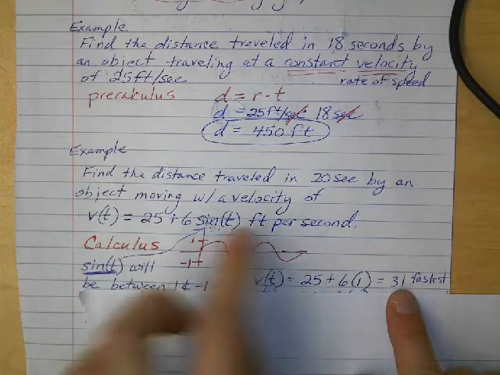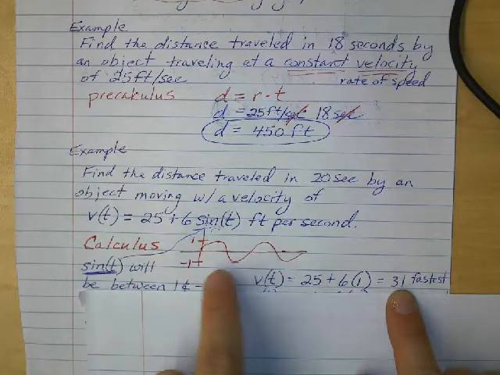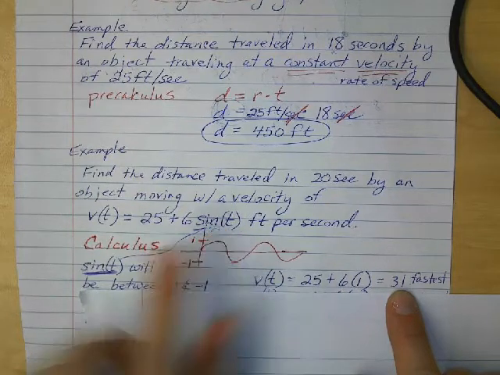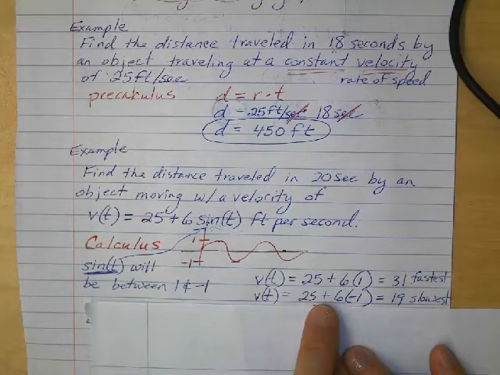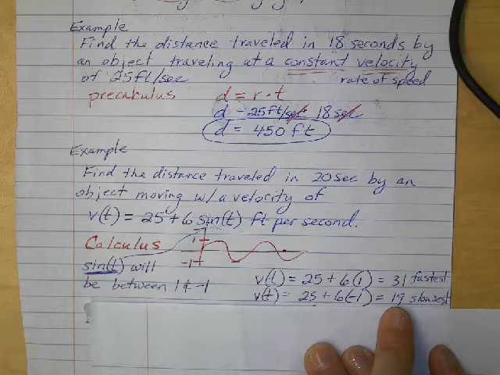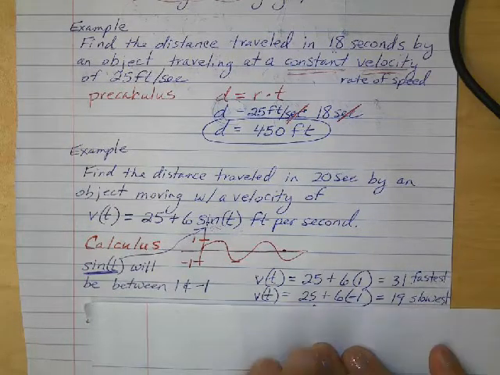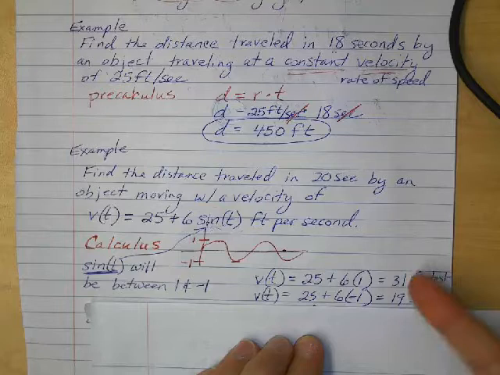But like we said, the sine value could change. What if the sine part came out to be -1? And then it would be 6 times -1. So then the object wouldn't be traveling quite as fast. It'd be 25 plus 6 times -1, and it would be traveling at 19 feet per second. That'd be the slowest it traveled. So the velocity is going to be changing between 19 and 31 feet per second.